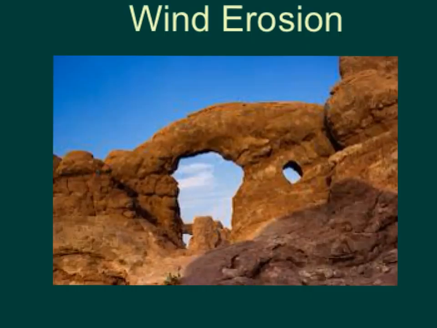This is another example of wind erosion. What happened here is that these two parts of the rock were very weak. So the wind was blowing at it until finally they just started to break away. As they broke away, they formed this formation.